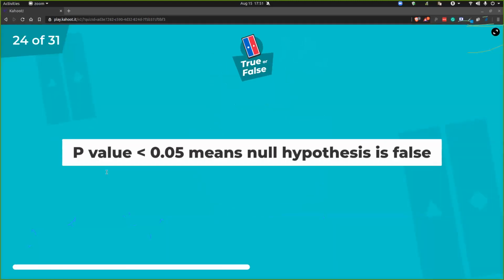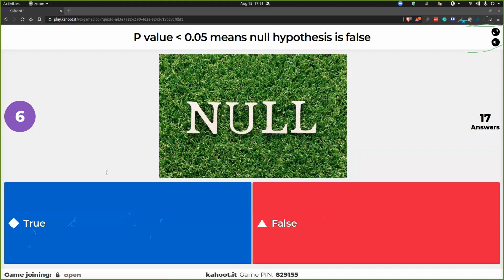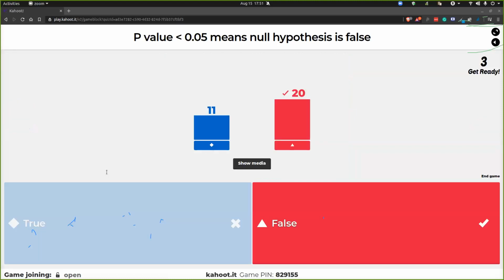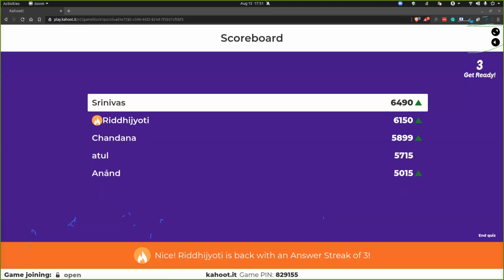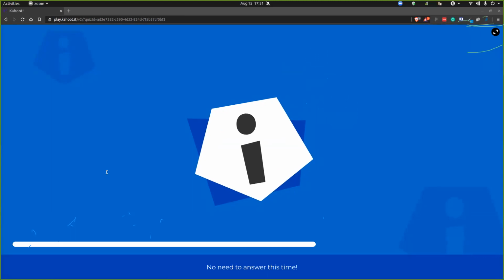P less than 0.05 means the null hypothesis is false. This is just the reciprocal of the previous question. Right. Some people still got it wrong, but I imagine it can be time pressure. Srinivas has moved up and he is now in first place, followed by Riddhi Jyoti, who has got a streak.